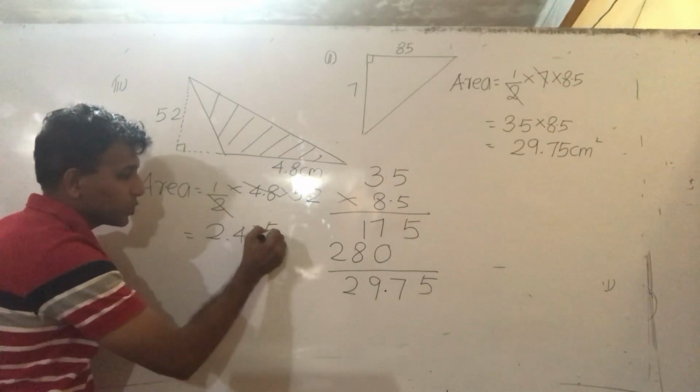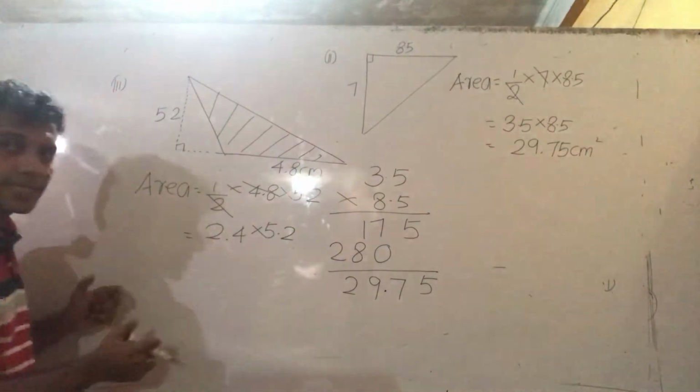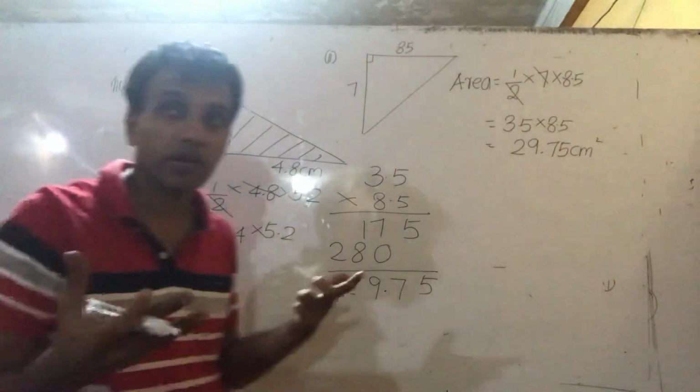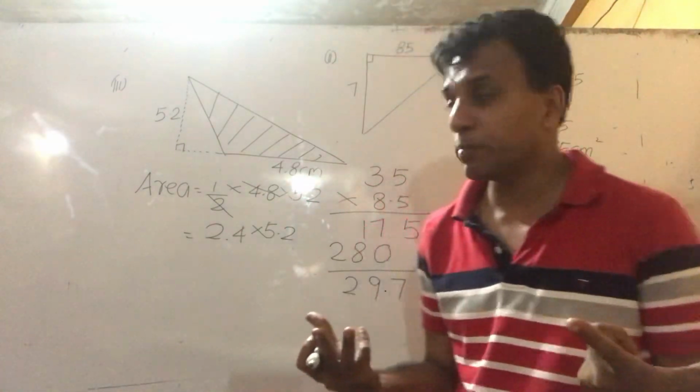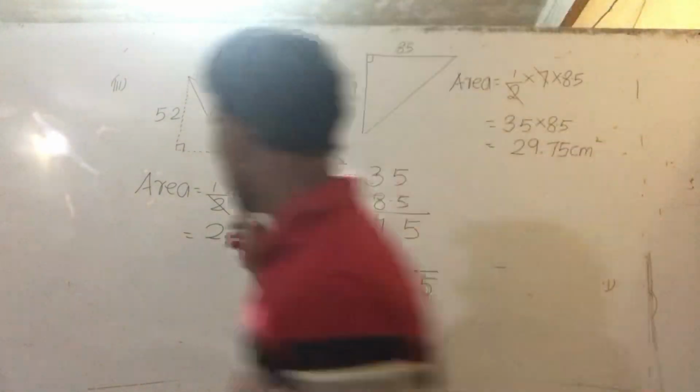Into 5.2. Another decimal practice. Most students don't know, they fear it. So how to multiply this?